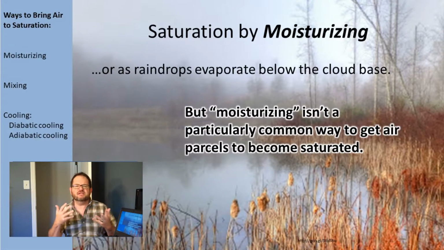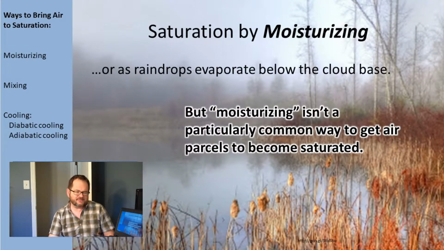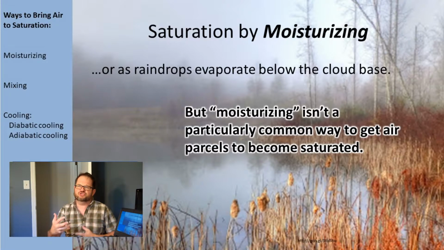We are achieving saturation by moisturizing. But I'm going to be honest with you, moisturizing isn't a particularly common or effective way for air parcels to become saturated. It might be a good way to increase their relative humidity. Once in a while you can find examples where it increases the relative humidity up to 100% and the air becomes saturated. But to be honest, this is kind of the loser of the 3 methods that we're going to see here. All right.